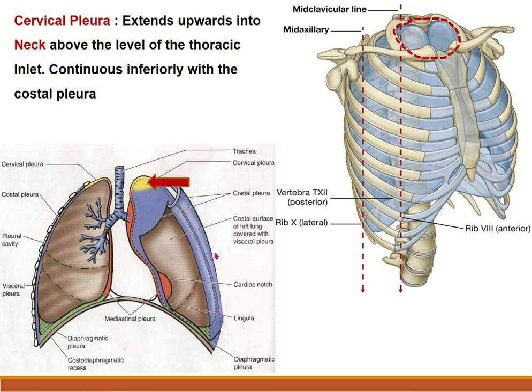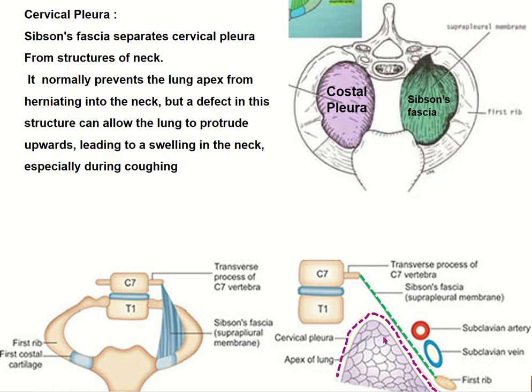Cervical pleura extends up into the neck above the level of the thoracic inlet. This is the thoracic inlet and this is the cervical pleura. Cervical pleura is covered by the Sibson fascia. It prevents the lung apex from herniating into the neck, but a defect in this structure can allow the lung to protrude upward, leading to a swelling in the neck, especially during coughing.